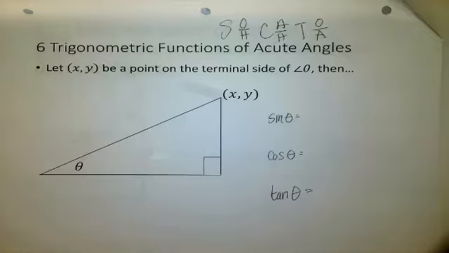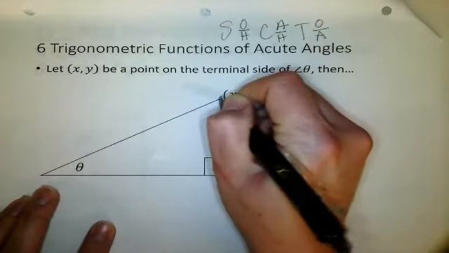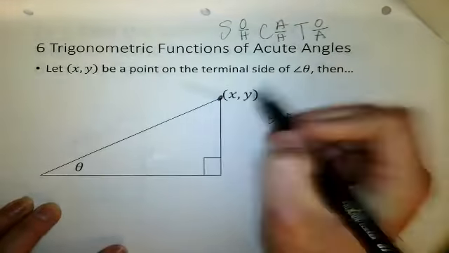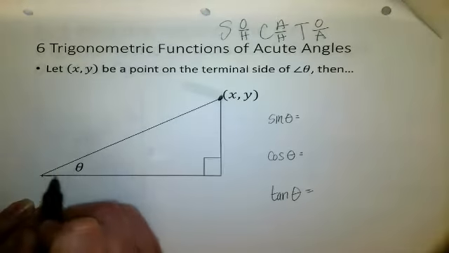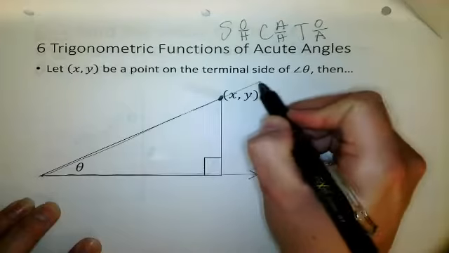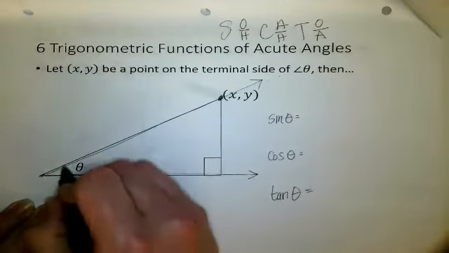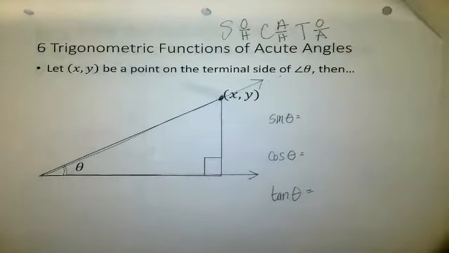All right. So first of all, this is point (x, y). (x, y) is a point on the terminal side of angle theta. This is angle theta, and angle theta happens to be in standard position. So this is my initial side and my terminal side. Here's my little angle theta. It turns out the most important part of trigonometry is the angle.